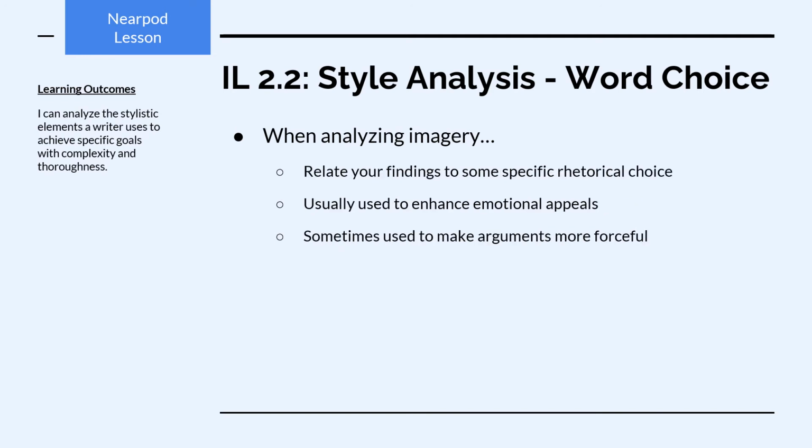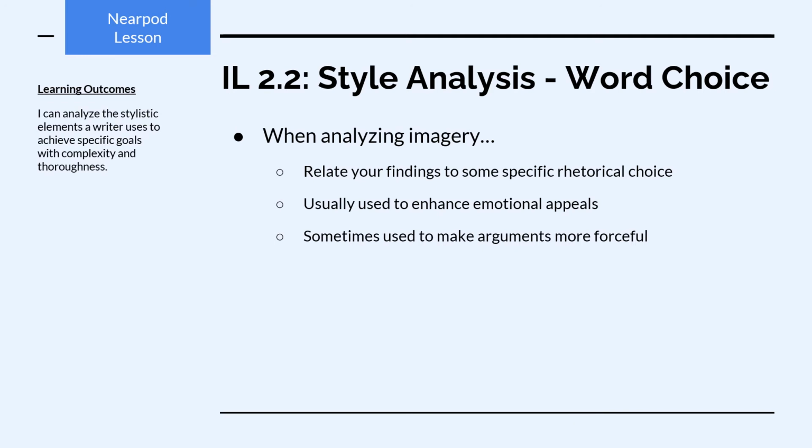Then, as with the other elements of word choice and all style elements in general, you need to relate your findings to some specific rhetorical choice. Usually, imagery is used to enhance emotional appeals. In fact, that's almost solely what it's used for in persuasive texts. Sometimes it can be used to make ideas within arguments more forceful, but more often than not, it's going to be used to try to provoke or stir particular emotions, or strengthen the emotional appeals that the writer is trying to make.